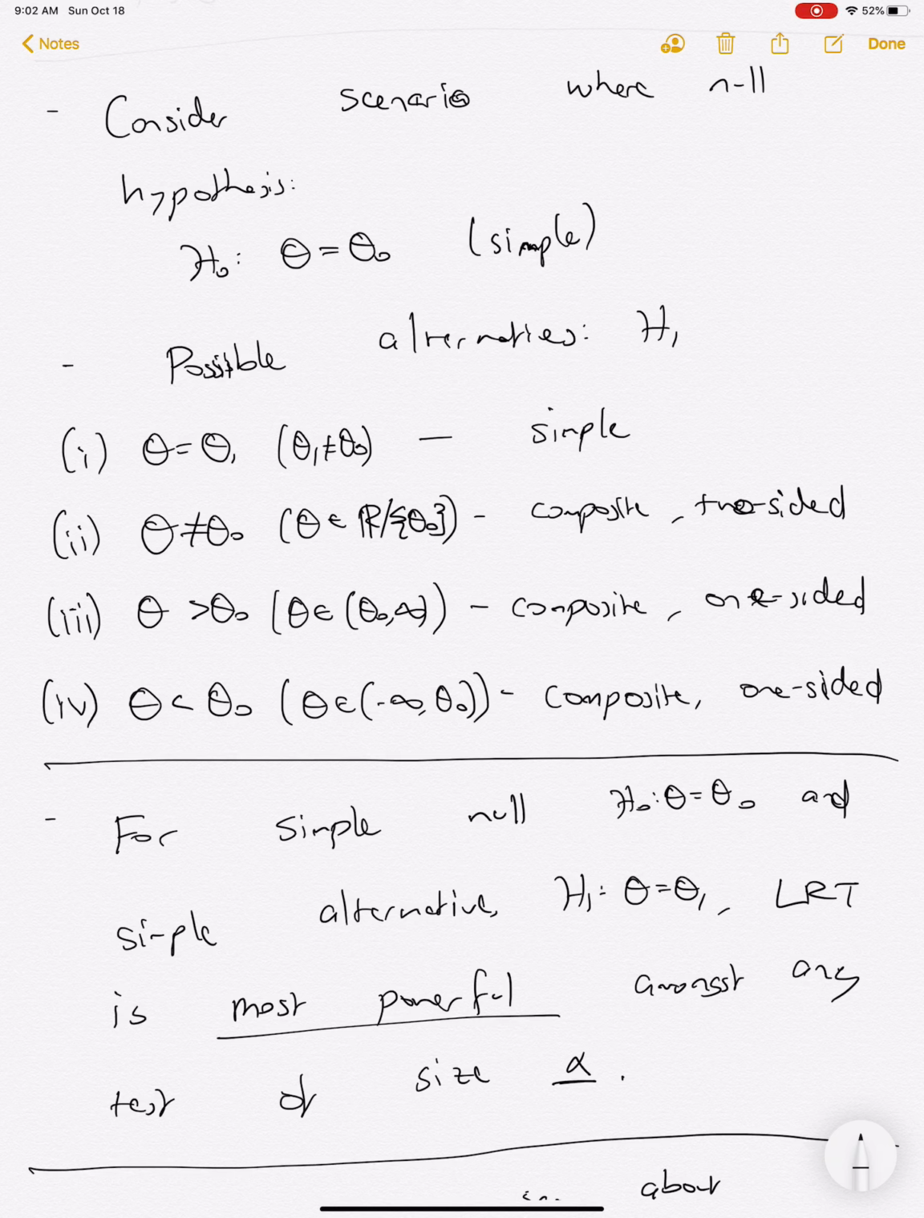The thing we learned in the previous lecture as well is that for a simple null hypothesis, there's a test that we tend to use a lot, which is the likelihood ratio test, and this is the most powerful amongst any test of size alpha. Remember that alpha was an important quantity or parameter that we use to determine the test that we're looking at.